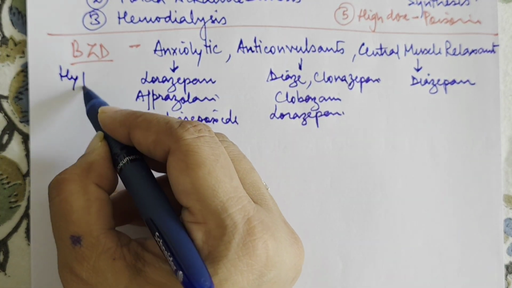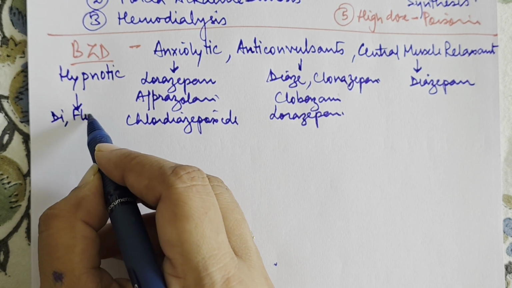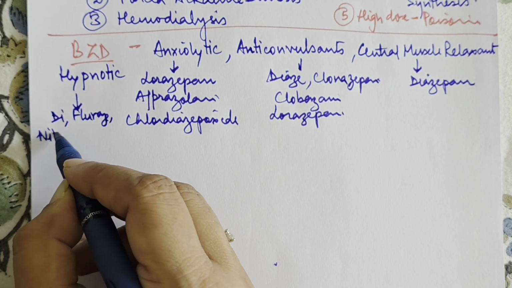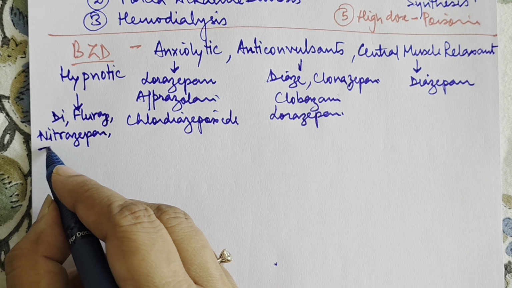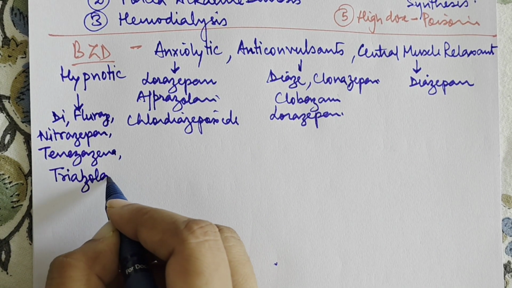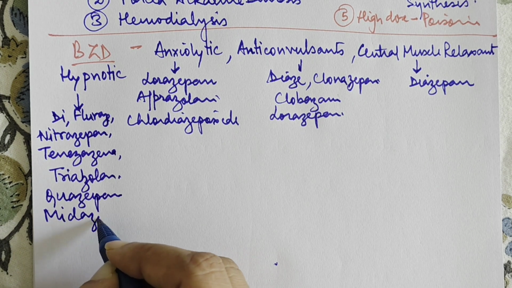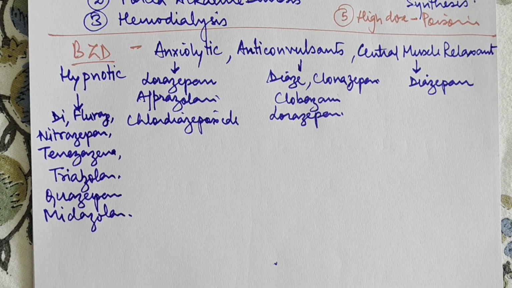Then in hypnotic uses, that is for sleep, we have many drugs like diazepam, flurazepam, nitrazepam, temazepam, triazolam, quazepam, and midazolam. So these are the various drugs which come under benzodiazepines.